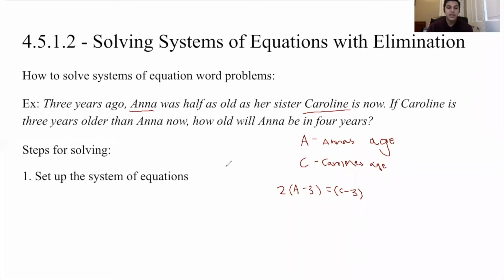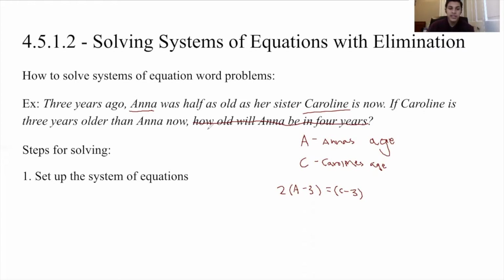All right, now let's set up our second equation, because we can't just solve with one equation. So there's always going to be at least one more to set up. All right, so it says if Caroline is 3 years older than Anna now, how old will Anna be in 4 years? So we don't actually have to worry about this part, because this is like the question, right? So we can worry about that later. Once we find Anna's age, we can just add 4 to it. But this is really the piece of information.